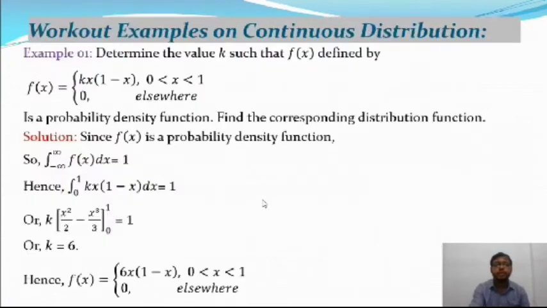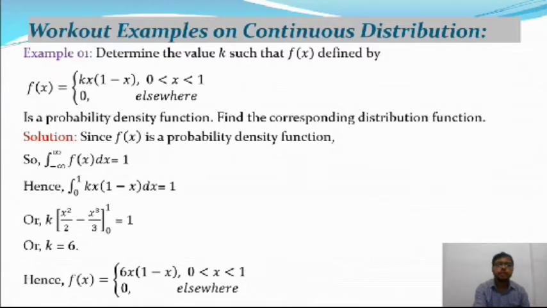After that we will talk about some examples on the continuous distributions. This is the first example. Determine the value k such that fx defined by fx = kx(1 - x) in the interval 0 to 1 and 0 elsewhere is a probability density function, and second, find the corresponding distribution function. First we will find the value of k from this density function, then we will find the corresponding distribution function.